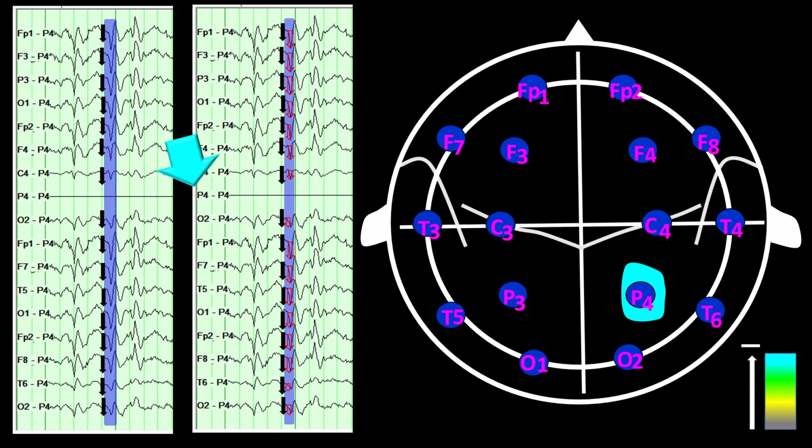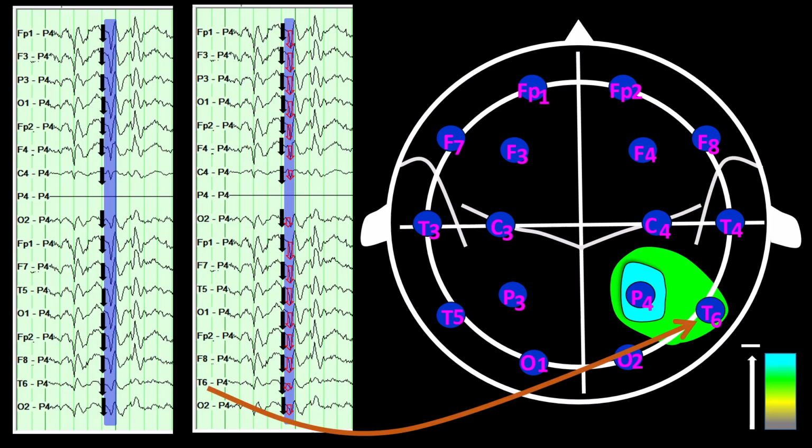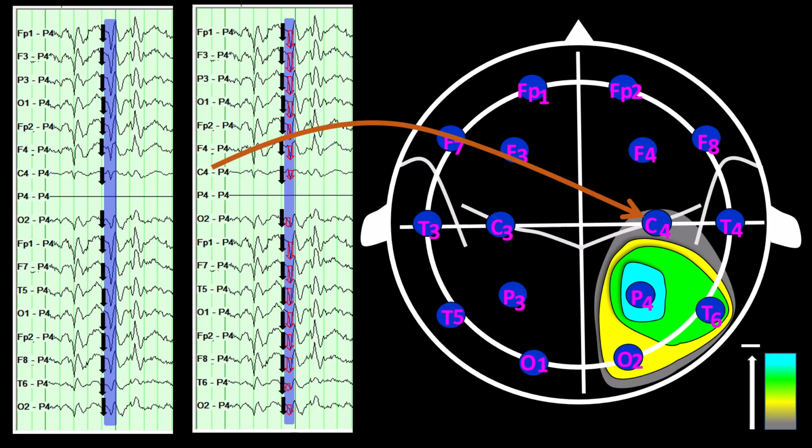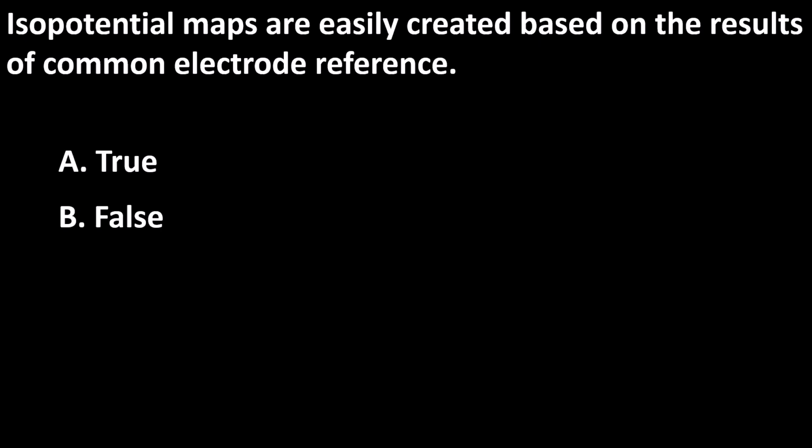The potential that deviates the least from P4 will be the next highest point in the field, that is T6, as it is represented in this isopotential map. Next is O2, and then is C4. So the answer to this question is true.